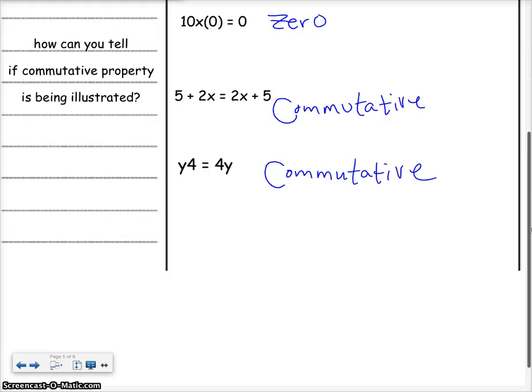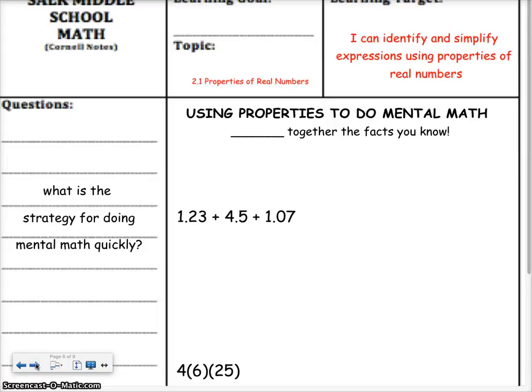Okay? All right, so we defined properties. We identified properties. Now, we're going to apply properties to do mental math. Notice in our warm-up I said compatible numbers. Compatible numbers we can group around because of the commutative property, because we can flip numbers around and it's going to be equivalent as long as it's addition and multiplication. So you want to group together facts you know.